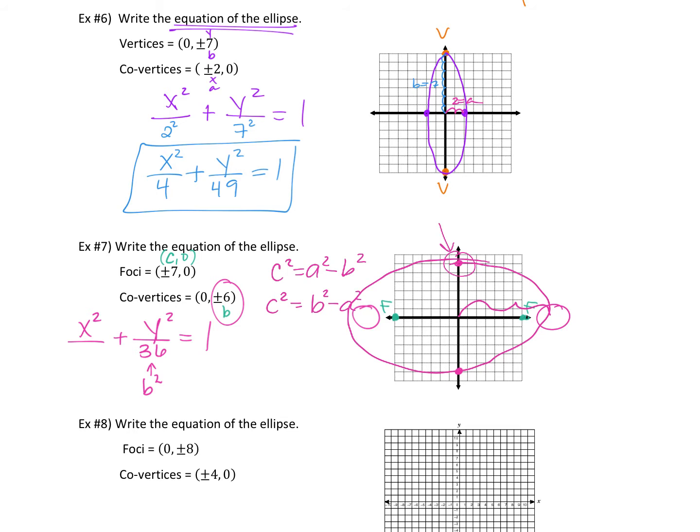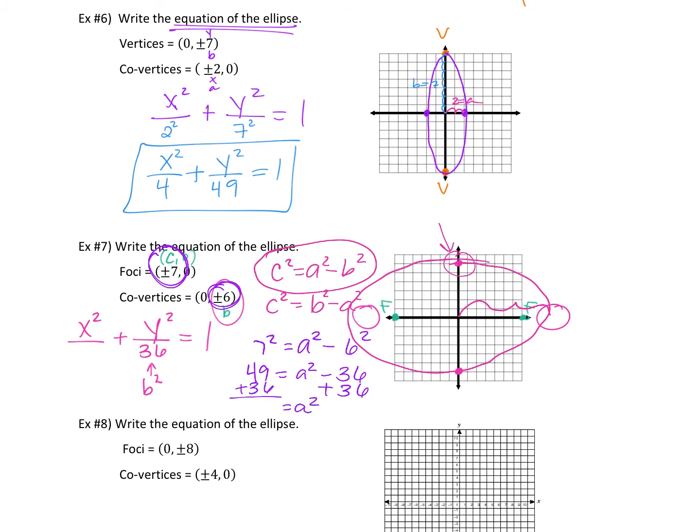So we know that our a value is going to be bigger. So it's going to be this equation, okay? Or you can just memorize that that one goes with this setup. That's fine too. But that means it's going to be c squared, so 7 squared, equals a squared minus your b squared, okay? So 6 squared. So this is 49 equals a squared minus 36. So we're going to add 36. Okay, and you get a squared equals 85.